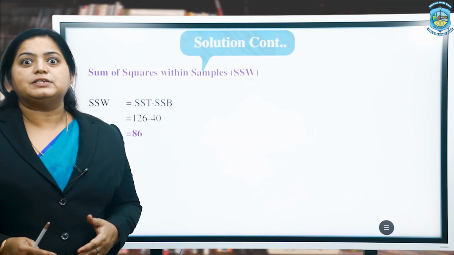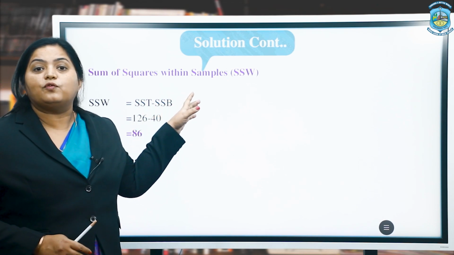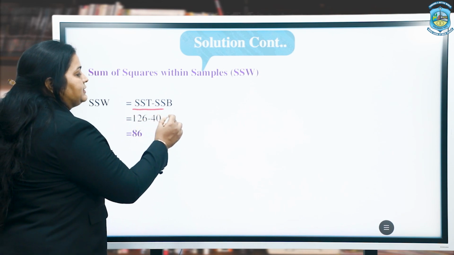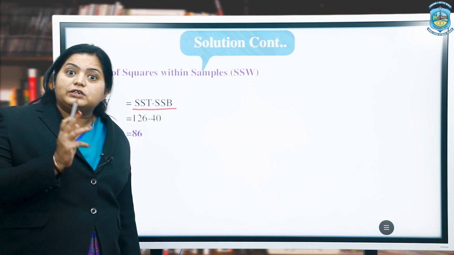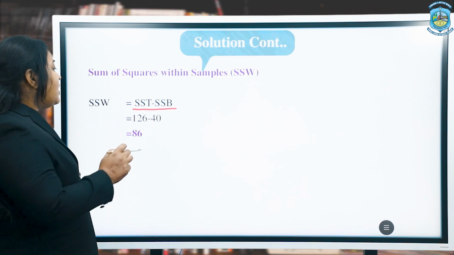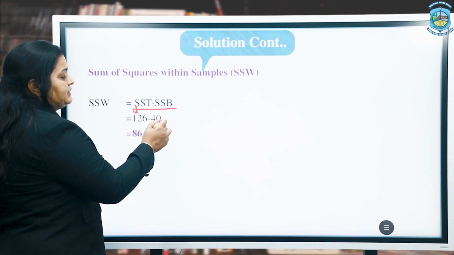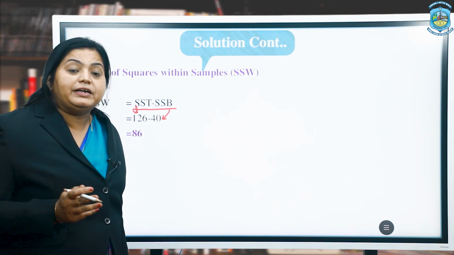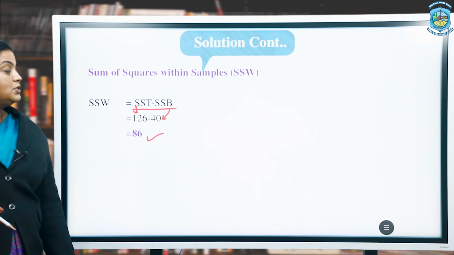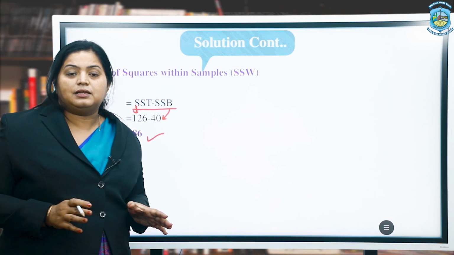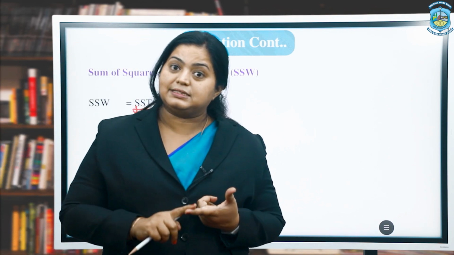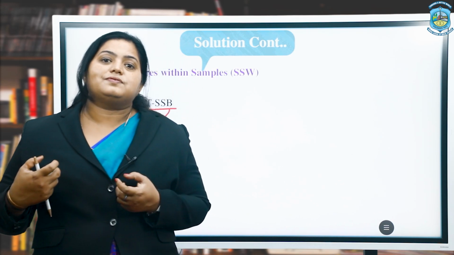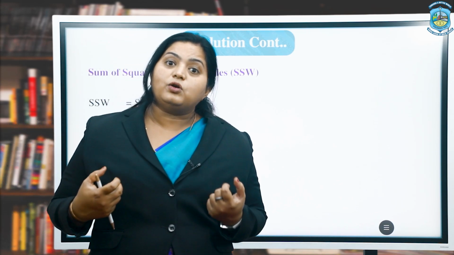Now moving ahead to the second last step, that is the sum of squares within the sample, SSW. The formula for SSW is SST minus SSB. We already have the values of SST and SSB. Our SST was 126 and SSB was 40. After subtracting 40 from 126, we get 86. So our SSW is 86. Now we have SST, SSB and SSW. With the help of all these values, we draw a table known as the Anova table.